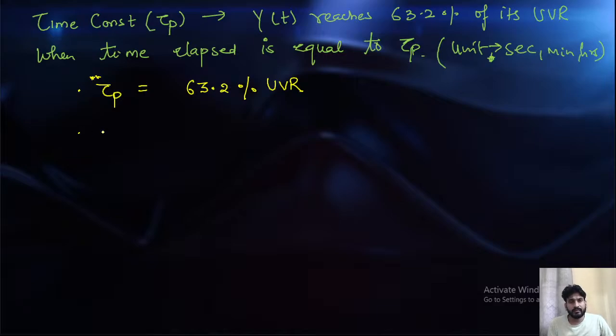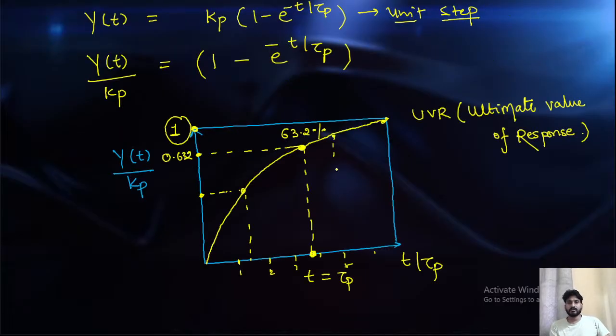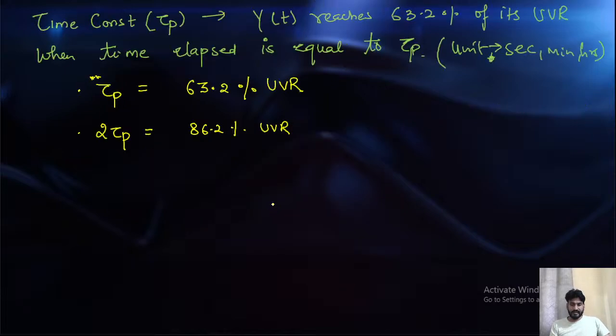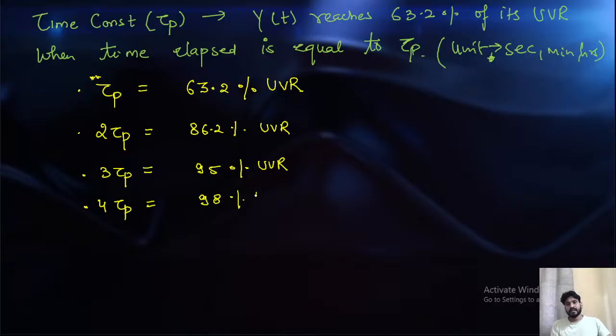If I take the second, 2 tau p is defined in a general process. I'm taking this value from the literature: when the process is achieving 86.2% of the UVR, approximately, this will be your 2 tau and this will be your tau. Is it clear to you? And 3 tau p means your process is achieving approximately 95% of the UVR. And 4 tau p is when your process is achieving 98% of the UVR.